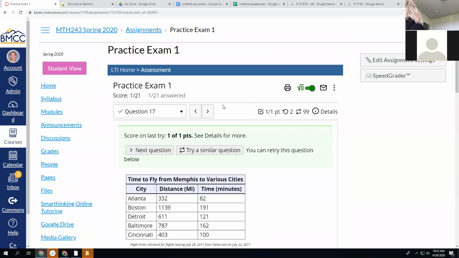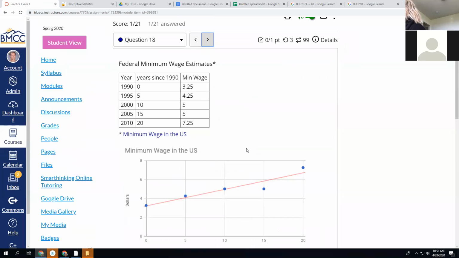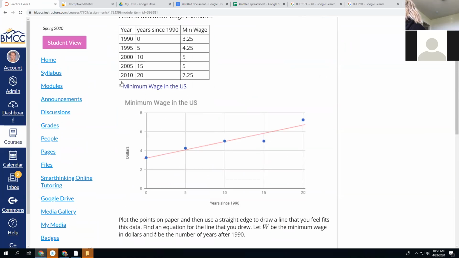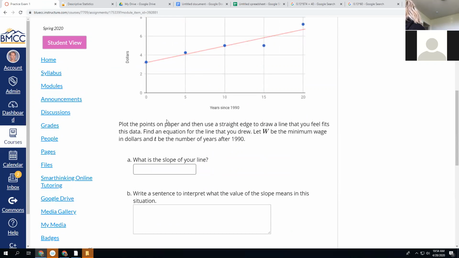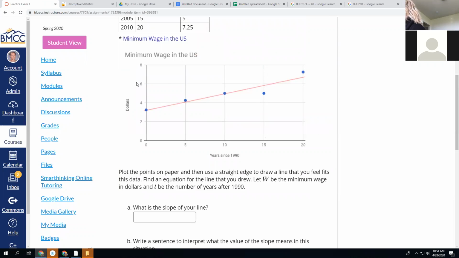That was 17, you said 18? Okay, so pretty similar. I could put this in a spreadsheet, and notice I chose x to be the years since 1990, which gives me a more meaningful y-intercept in this case. Plot the points on a piece of paper, which I have a virtual piece of paper up there for you, and then use a straight edge to draw a line that you feel fits the data. Here's my line that I felt fit the data. Find an equation for the line you drew.